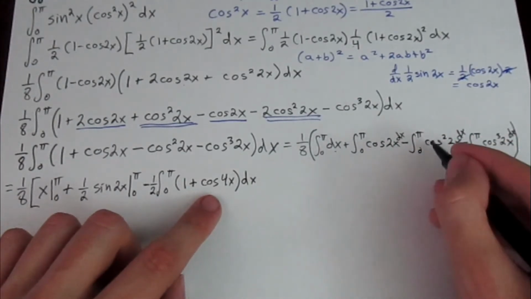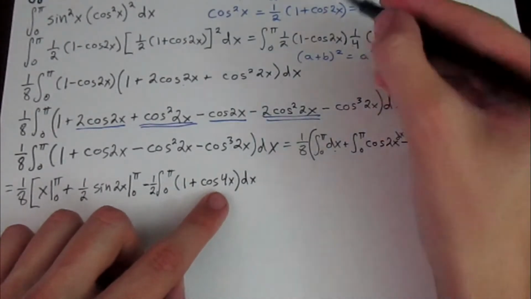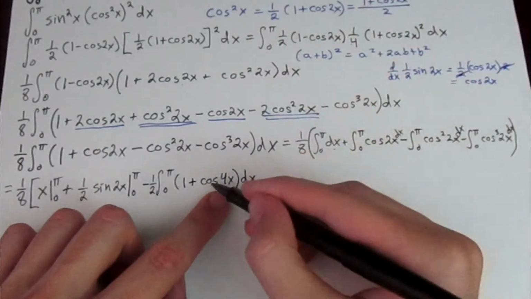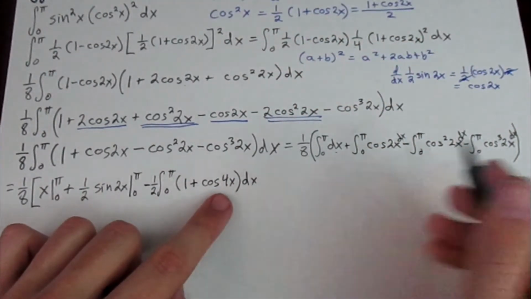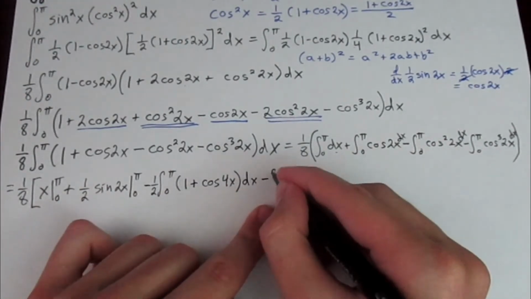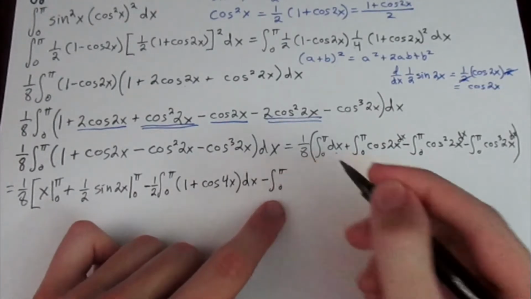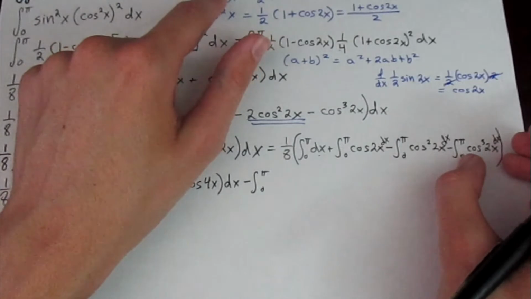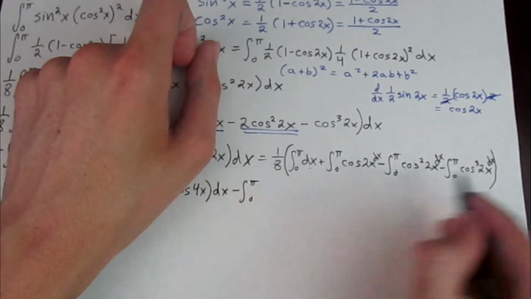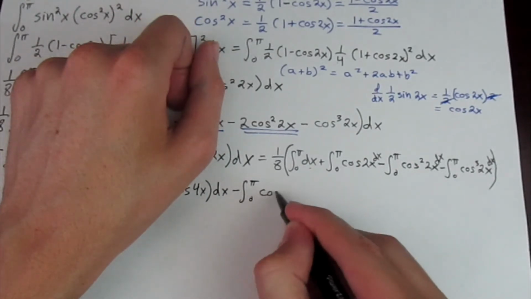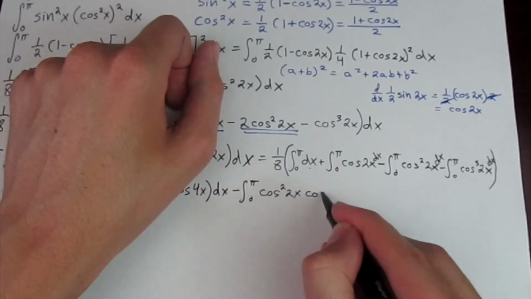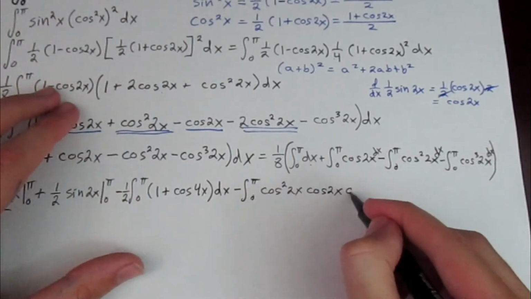Now again, I'm simplifying this part right here. Remember that this is cosine squared of 2x, so you have to essentially double this right here, so it's cosine of 4x. Don't forget that. And then we subtract that by the integral from 0 to pi. Now for this, you have to separate this, referring to up here, expand it out, and say that this equals cosine squared of 2x times cosine of 2x dx.